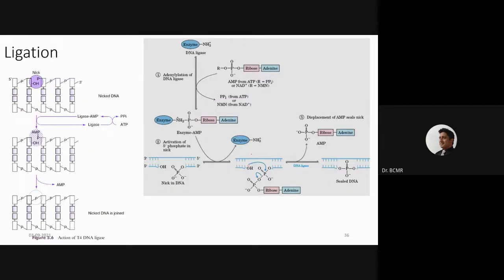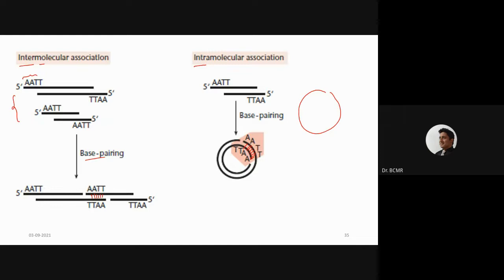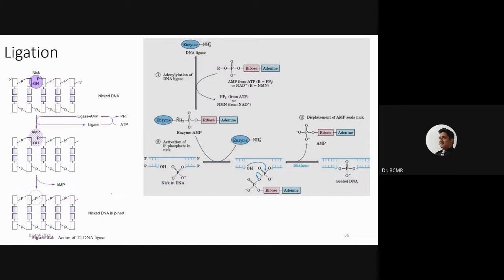So if we want higher stability of these molecules, we should be able to fix these gaps. And that is where we have this enzyme. The process is called ligation, and we use the enzyme called ligase that we are all familiar with. We'll just have a quick look at it.